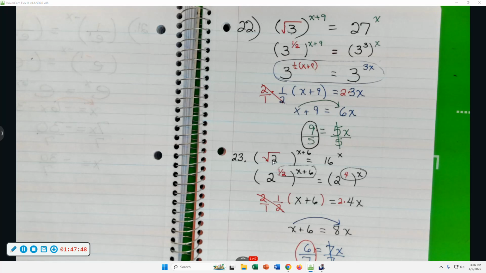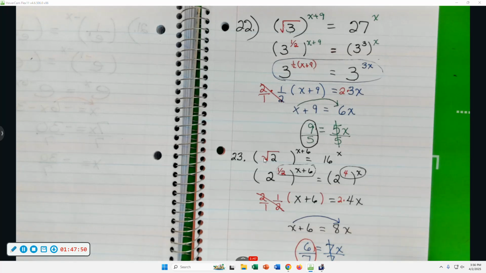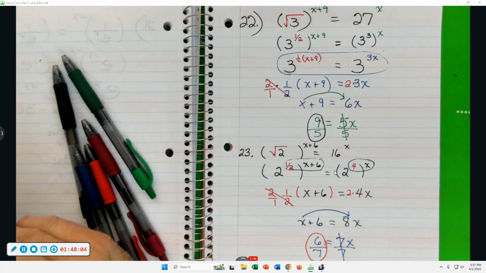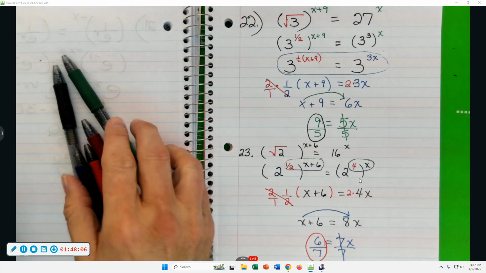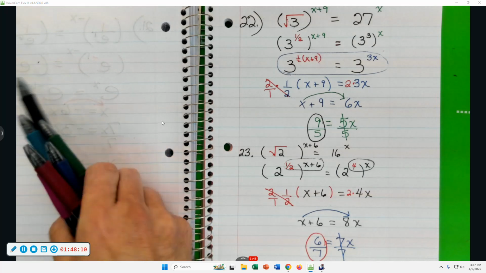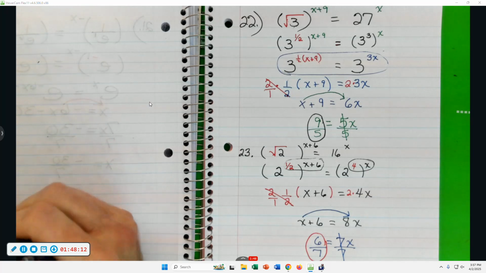Do y'all see this problem number 23 would have been impossible if that 16 had been a 17? Because no matter what, you've got to be able to get the same base on both sides. 2 to an integer power is not going to give you 17. You'd have to use logarithms. We have a very nice little method for solving using logarithms when there's an unlike base.